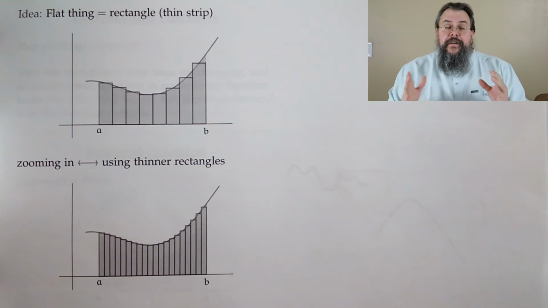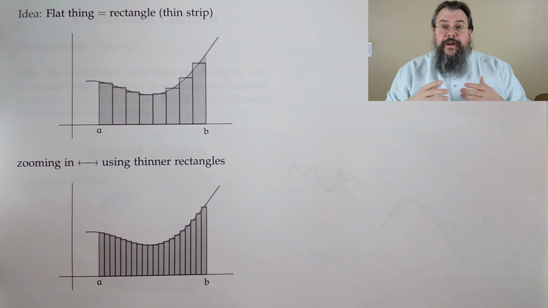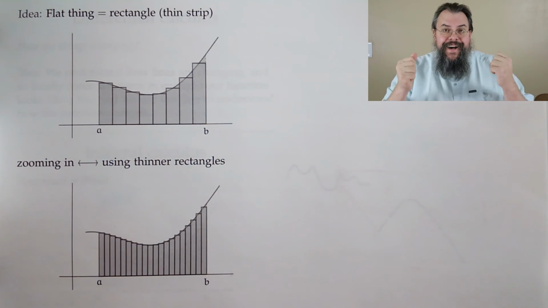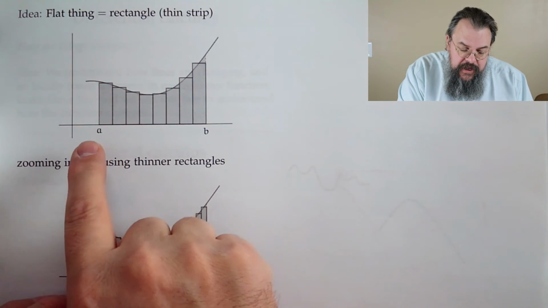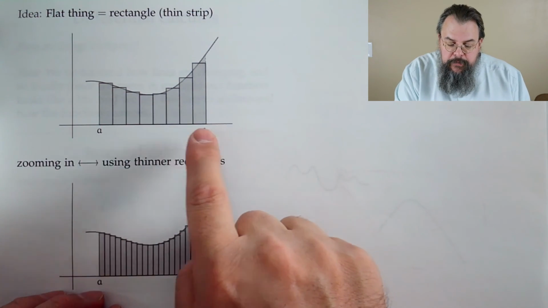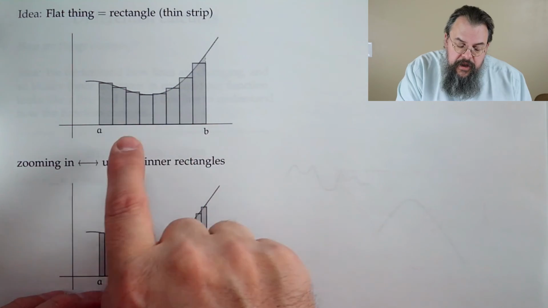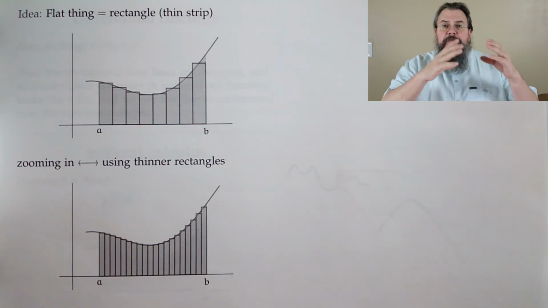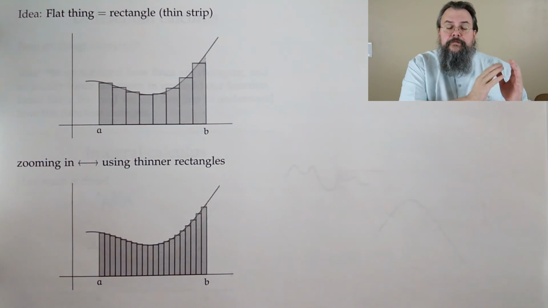Now for area, the easiest thing for area is a rectangle. We understand rectangles really well, and for us, we think of rectangles as the flat thing. So we say, aha, rectangles are flat. And so what we'll do is we'll take our function from a to b, break it up, and approximate it by a bunch of rectangles. And you see that these rectangles here have been chosen so that they roughly match the height of what the function is in each little piece.